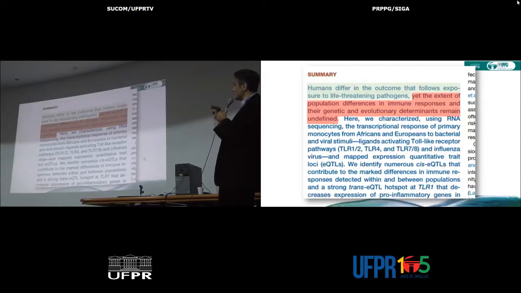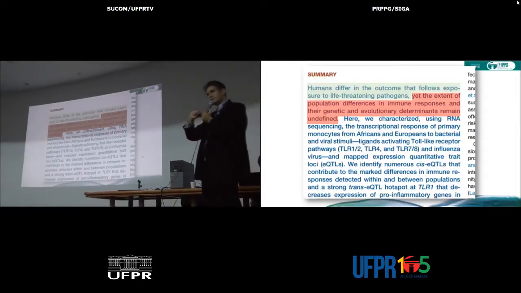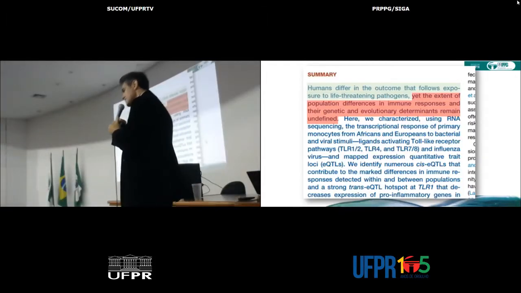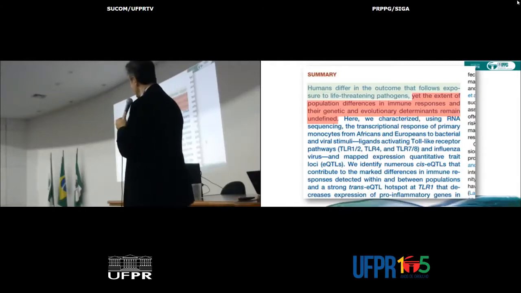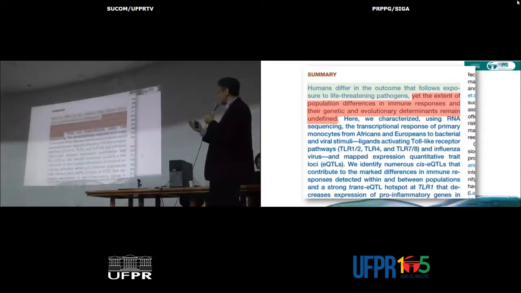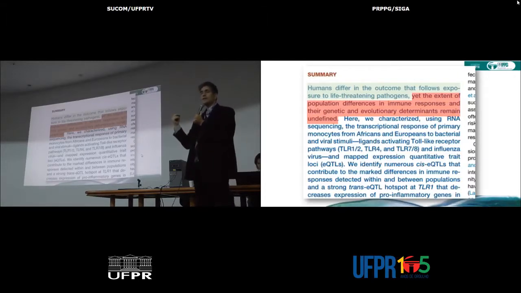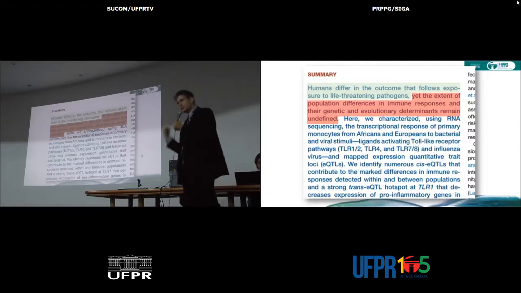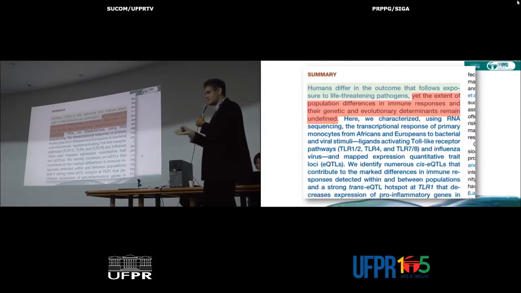So the first part, humans differ in their outcome that follows exposure to life-threatening pathogens. Claim, or situation, or move 1, territory. Yet the extent of population differences in immune responses and their genetic and evolutionary determinants remain undefined. Okay, so that's the problem, or that's the move 2. This is what they're saying. This is what we don't know yet.